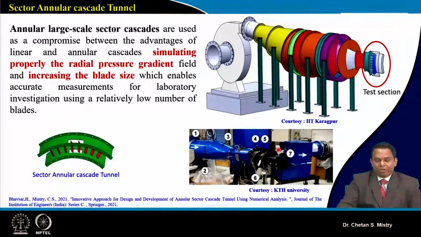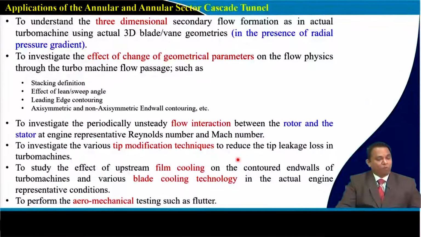Similar to this, at KTH they have their facility to do testing for HP turbine, and this is their sector annular cascade tunnel. Now, when we ask what the applications of this annular or sector annular cascade tunnel are, we are looking for three-dimensional effects. When we say we are looking for three-dimensional effects, we are looking at what is happening with, say, application of pressure gradient. So we can study the effect of change of geometrical parameters.